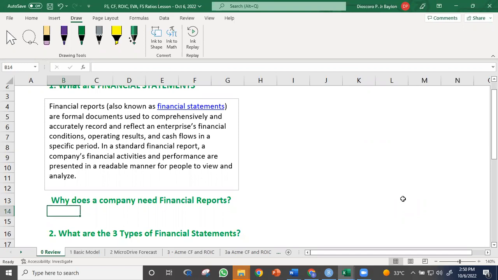Without the summary financial statements, it will be very hard for the firm to know where they are and to know if they are missing their targets, because they don't have any benchmark by which they can see their current status. So financial reports are very important for the company itself, for decision making and for analysis of the firm's performance. For example, in the income statement, you can see the revenues.